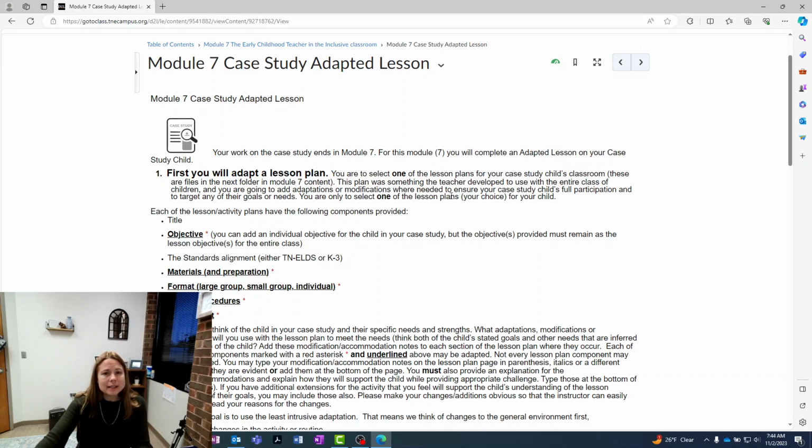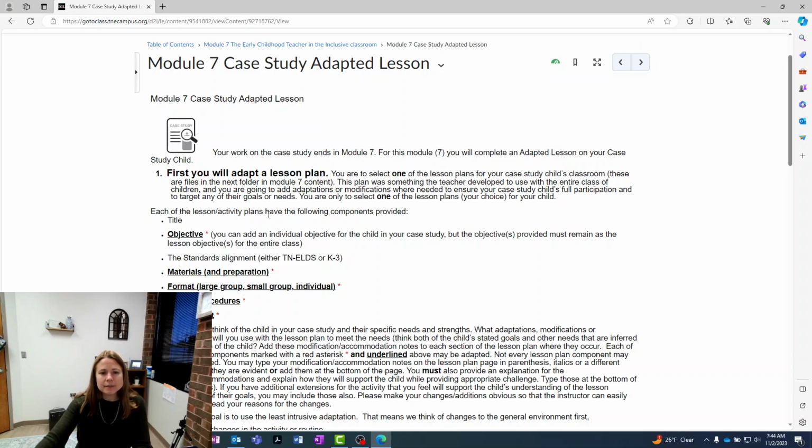So you're only going to select one of the lesson plans for your child, okay? So maybe pick the best one that you think would fit your child the best to start off with, but you're going to have to look through all of them so you can figure out which one would fit best, where you didn't have to do so many modifications. That's what we mean by adapting a lesson, okay?